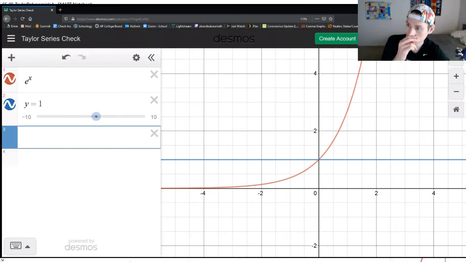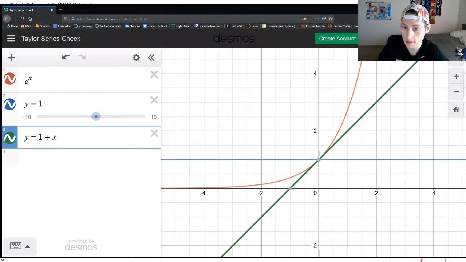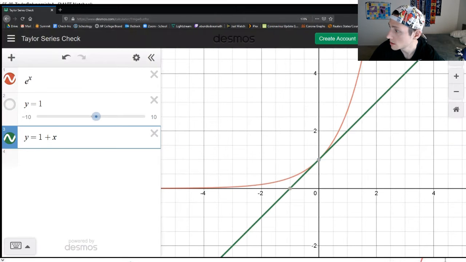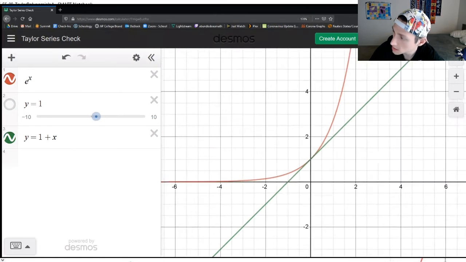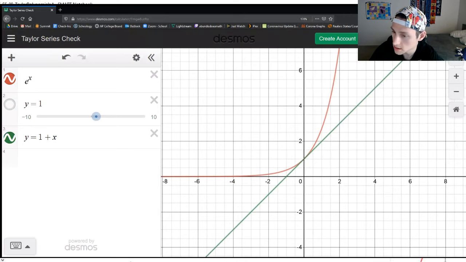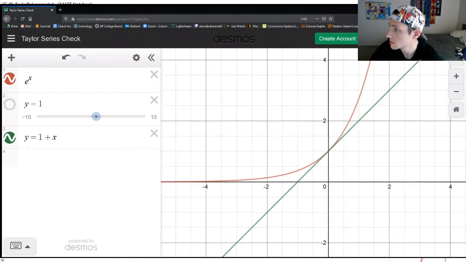Okay, so now let's make it a little better. Let's add our next term. Our next term was x, so 1 plus x. And okay, it gets a little better. Now let's get rid of that blue. This approximation is at least sort of increasing in the same way that e to the x is. So it gets a little better.